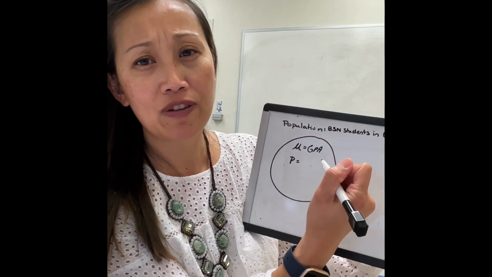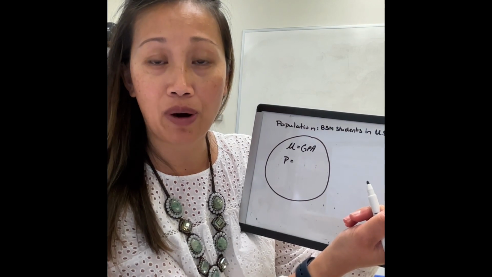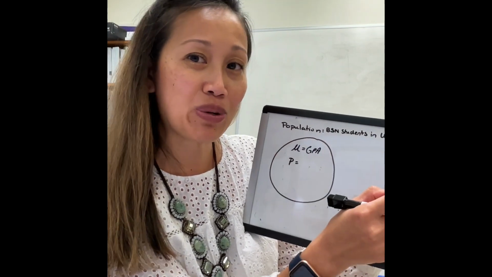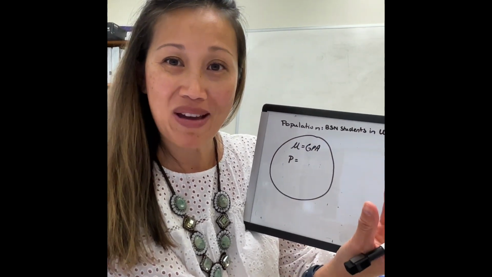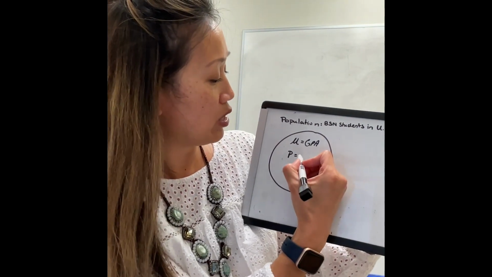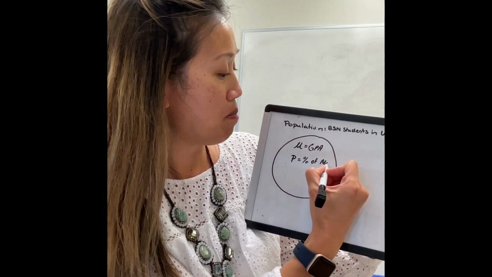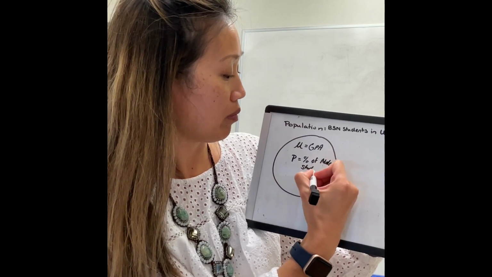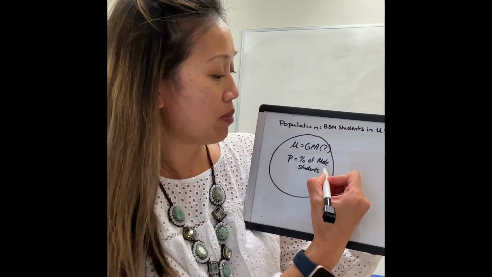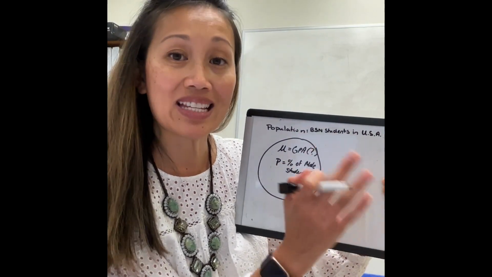And let's say a proportion of interest is we want to know what proportion of students who are registered in BSN programs across the United States are male. I'm sure you have an intuition that nurses are typically female, so the population of male students in the BSN programs is probably going to be smaller. We'll call that P, the percentage of male students. Again, these parameters are typically unknown, so I'll put a question mark next to them, because rarely are we able to survey the entire population.